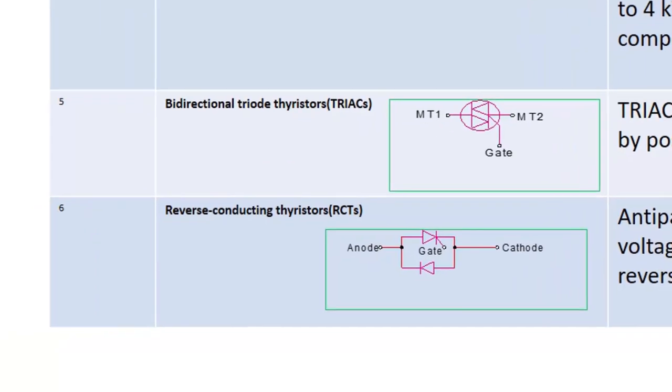Next is reverse conducting thyristors. It is a special type of thyristor which allows current to flow in the reverse direction also. As we know, a thyristor is a unidirectional device. But what will happen if reverse direction current is also required? So to allow that reverse direction current, an anti-parallel diode is connected. In the positive half cycle, current will flow through the thyristor, and in the negative half cycle, current will flow through the diode. That's why the naming is reverse conducting thyristors.